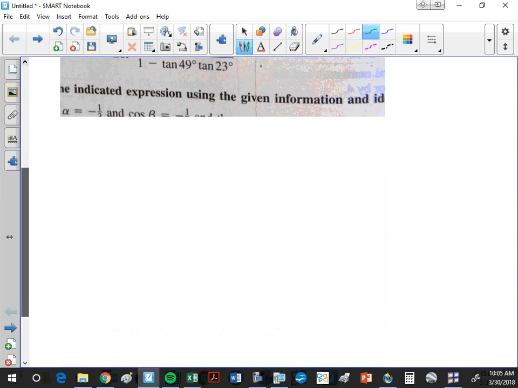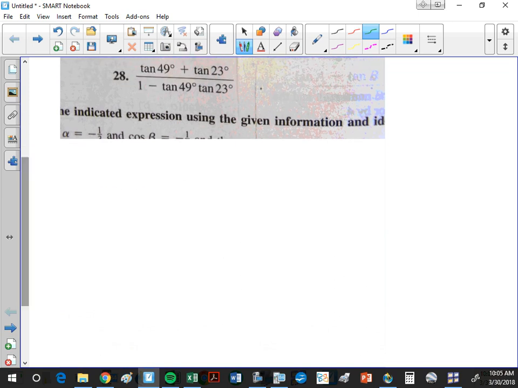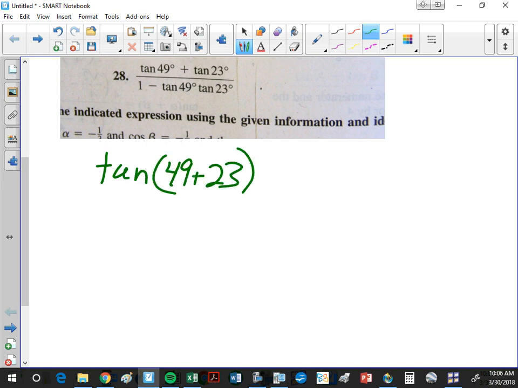Well, 28 is actually pretty easy. If you look at your formula, what is it going to be? It's just the tangent of 49 plus 23. So the tangent of 49 plus 23, which is really just the tangent of 72. And you're done.